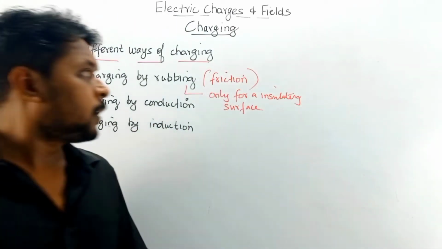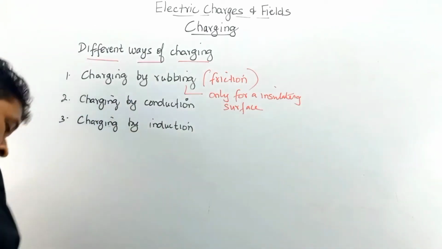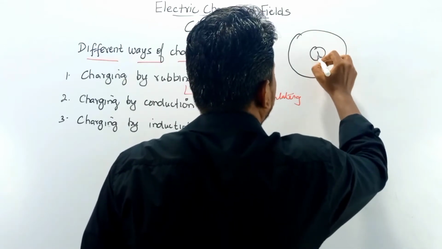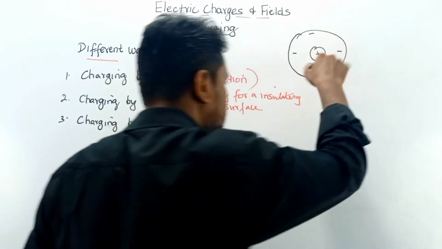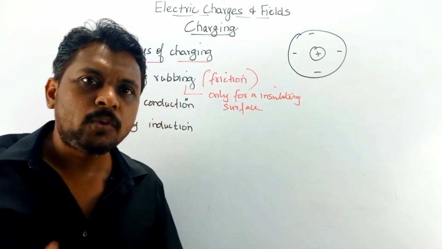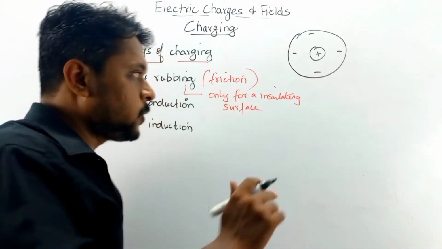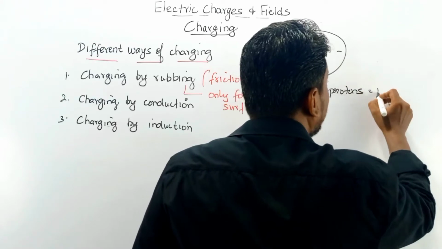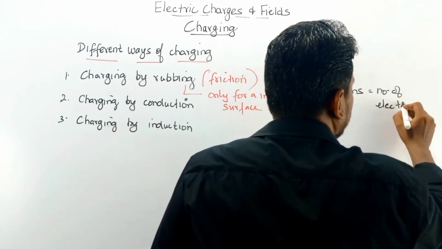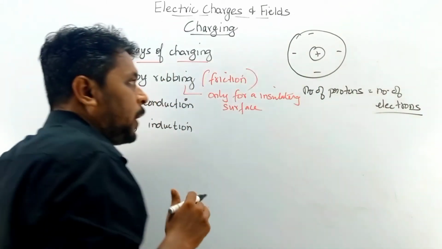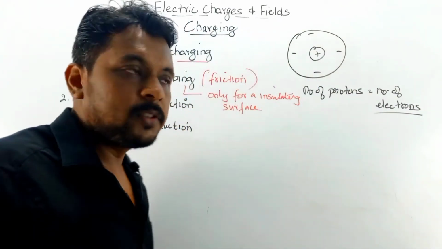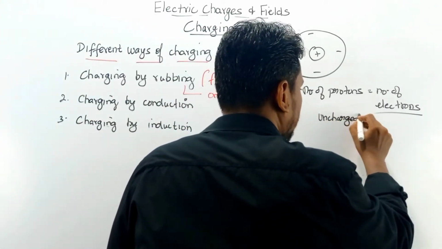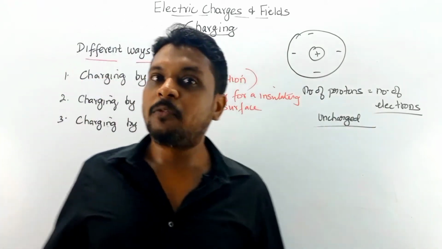Let us take an atom. In an atom, at the center we have positive charge and we have negative charge moving around it. This atom is neutral when the number of protons is equal to the number of electrons. When the number of protons is equal to the number of electrons, the atom is neutral. The object is neutral, and we say that it is uncharged. Now we have found the condition for uncharged.